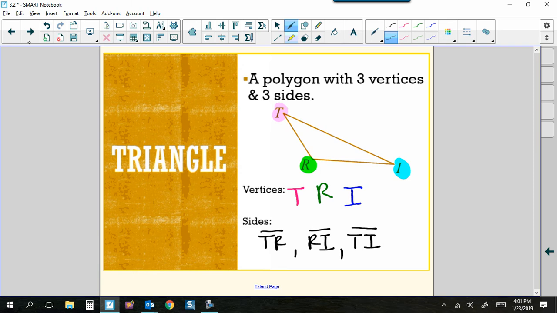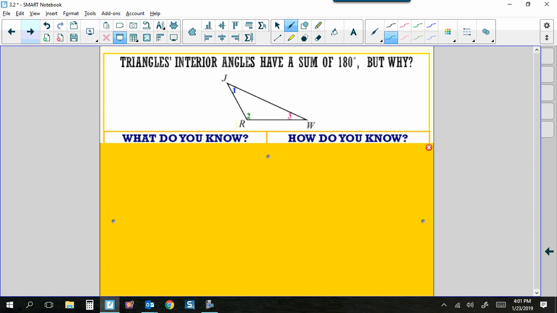Awesome. Okay. Now we're going to do a lovely proof. We're going to explain something we all know coming into this class. We all know that angles in a triangle have a sum of 180 degrees, but let's explore why that is.